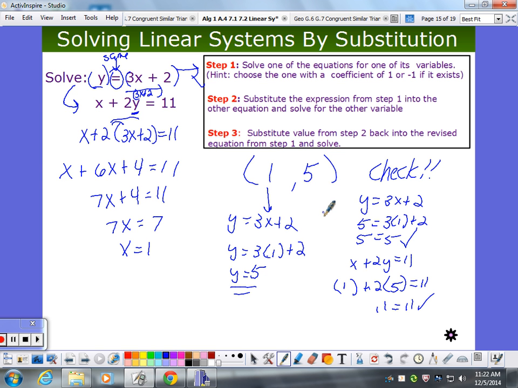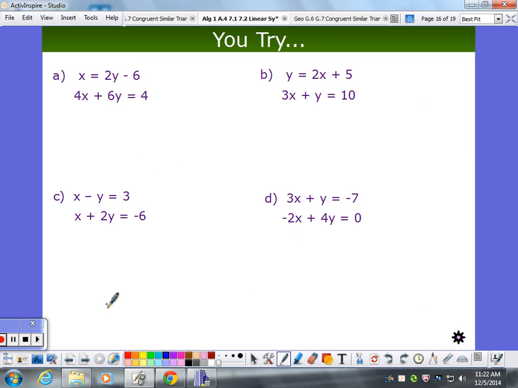We did not have to graph it. Does that make sense or not make sense? That's a little confusing here at first. You're like, wait, what did we do? Let me do another one because I think it's a little bit confusing at first. So let's look at A.